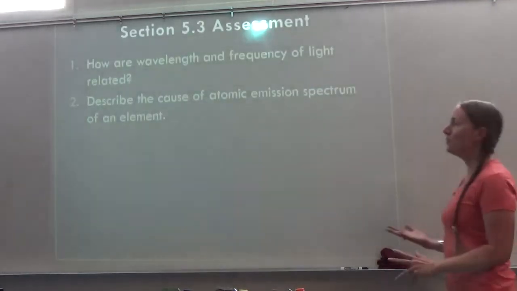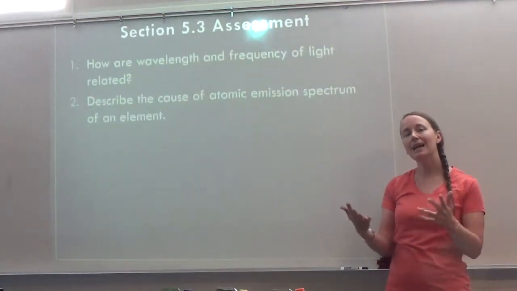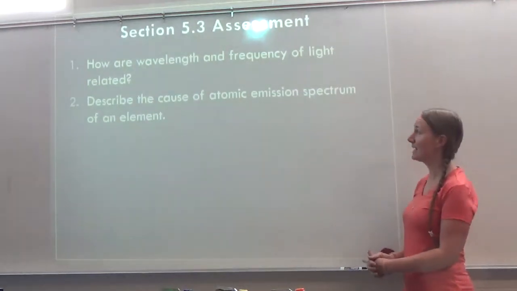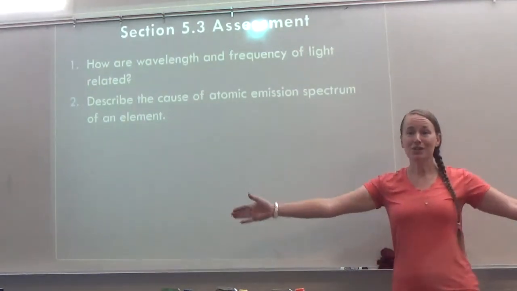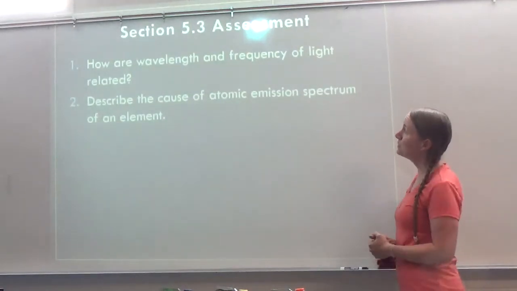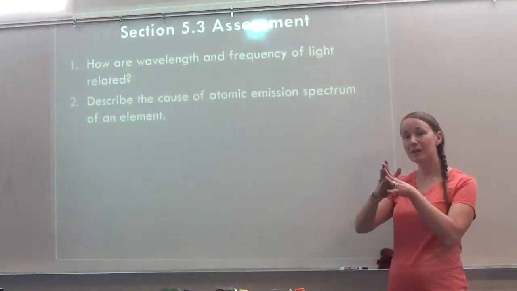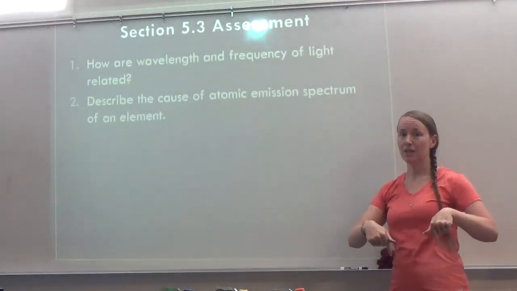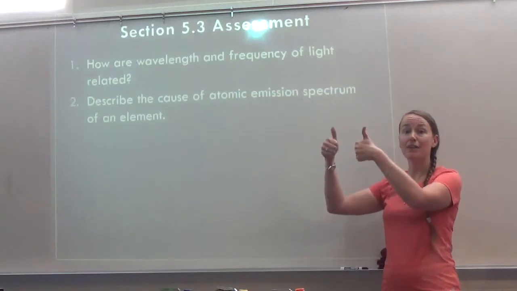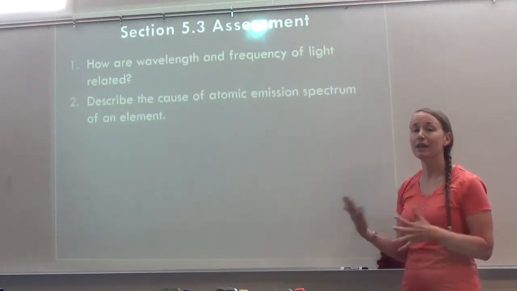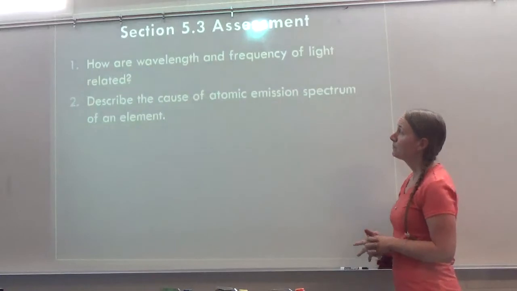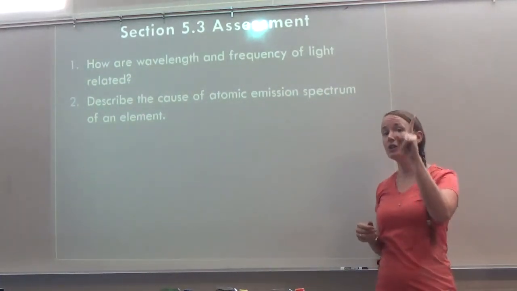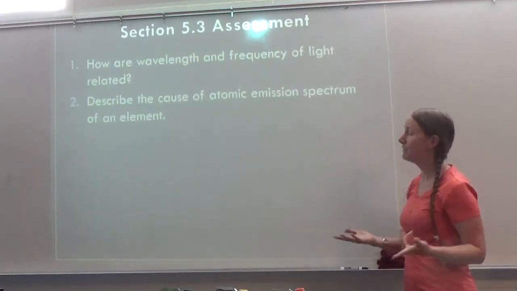Like I said, the whole point of that video is to show that the light is emitted when the electron is losing the energy and falling from that unstable, excited state. Moving on to our section assessment. How are wavelength and frequency of light related? I talked to you about it during the electromagnetic spectrum. When you have a large wavelength, there's a low frequency. When you have a small wavelength, there's a high frequency. That kind of relationship is called indirectly or inversely proportional. So as your wavelength increases, your frequency decreases, and vice versa.